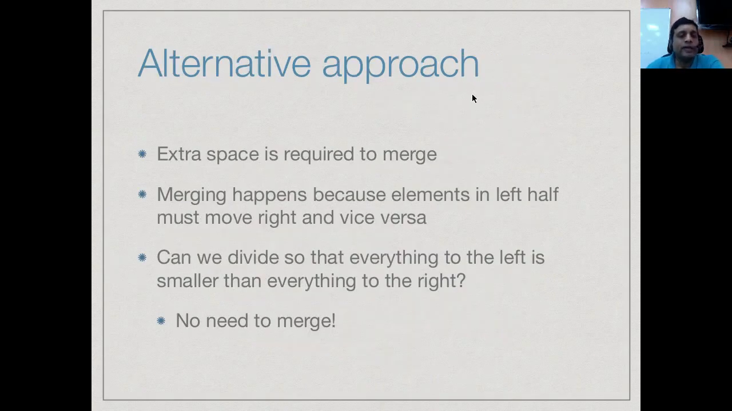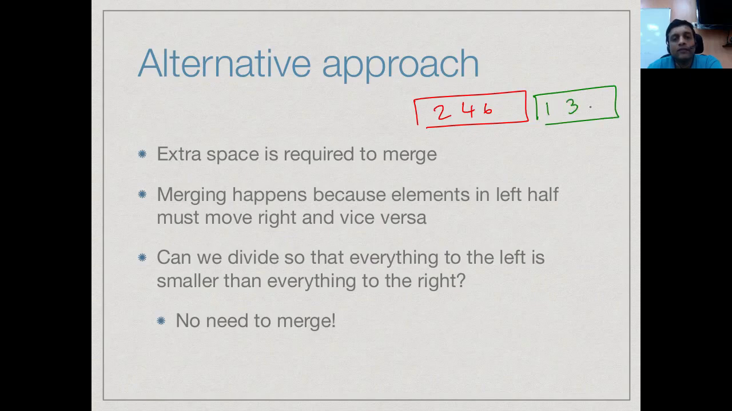So the main reason we need extra space in merge sort is because of the merge operation. As we saw, in order to combine A and B into a list C in linear time, you need extra space. The reason this happens is because the left side could be, say, 2, 4, 6, and the right side could be, say, 1, 3, 5. And now we need to take things from both sides. So sometimes I need to take something from here, then from here, then from here, and so on. Right? So though each of the two halves is sorted, there are elements from the left which must go to the right, and there are elements from the right that must go to the left.